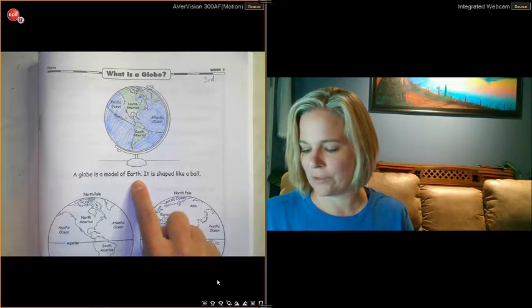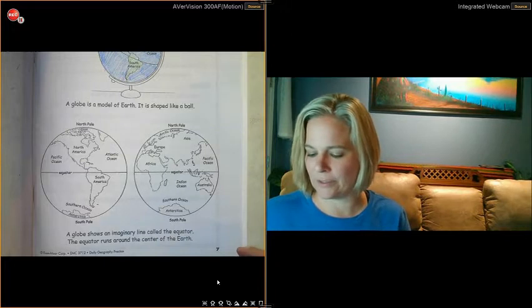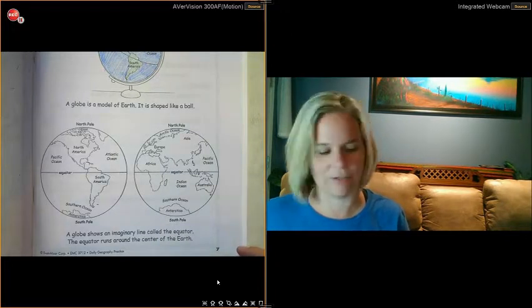Okay? So on this first lesson, the big thing that they're talking about on the globe is this line that goes right through the middle. It says a globe is a model of the Earth. It is shaped like a ball. A globe shows an imaginary line called the equator. The equator runs around the center of the Earth.